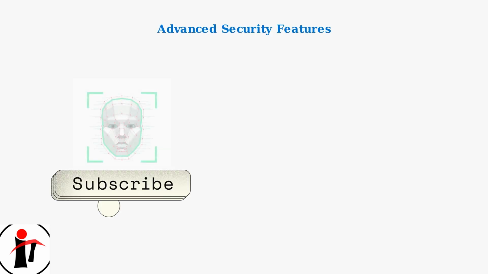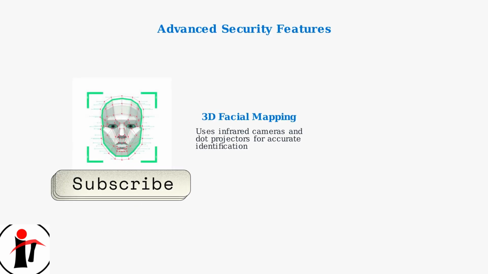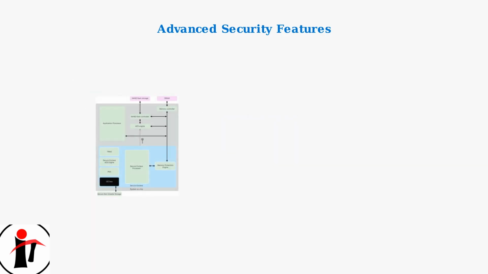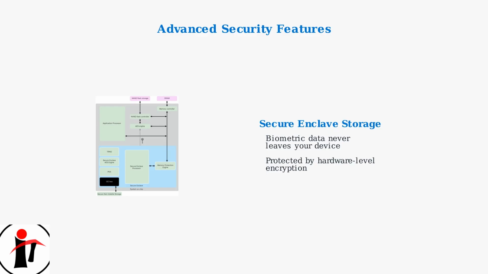Face ID uses three-dimensional facial mapping technology. Infrared cameras and dot projectors create a detailed map of your face, making it extremely difficult to spoof with photos or videos. Your biometric data is protected by secure enclave storage, meaning your facial recognition data never leaves your device and cannot be accessed by Chase or any external parties.